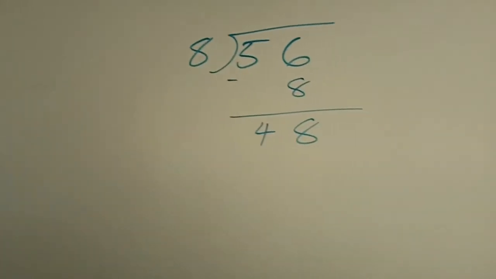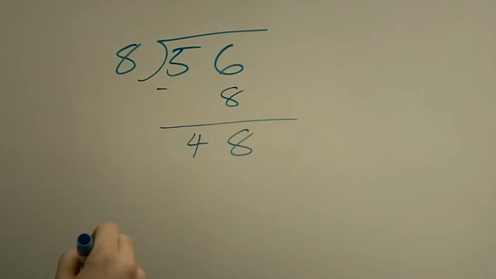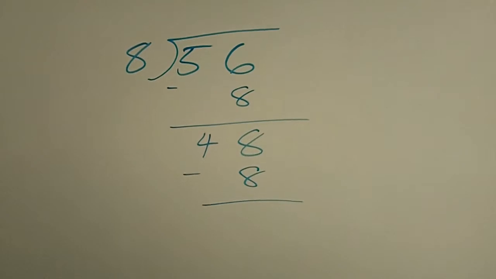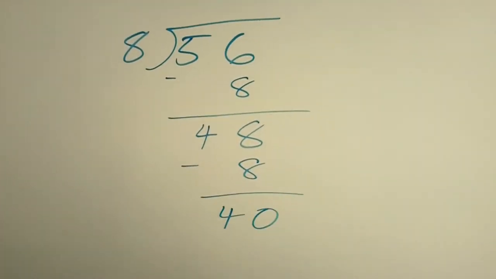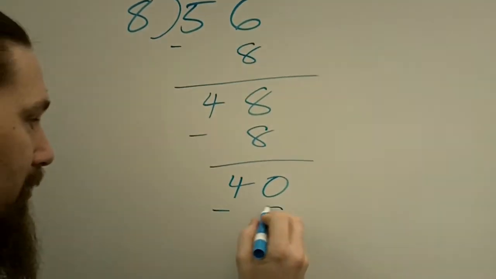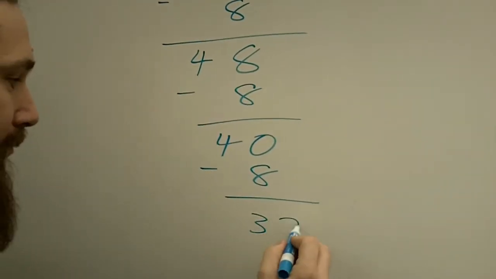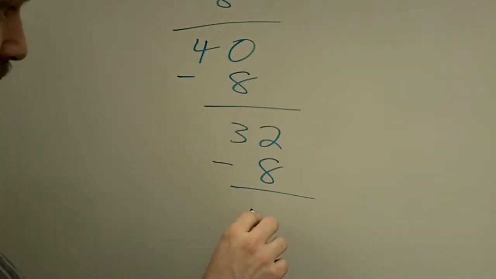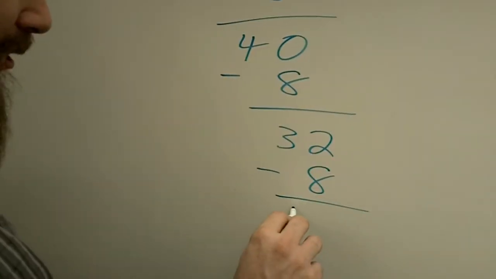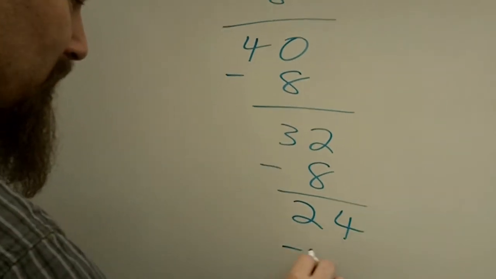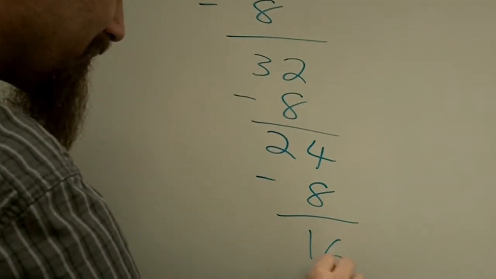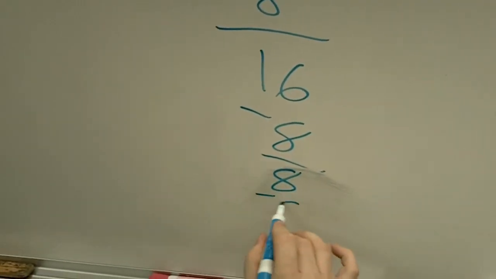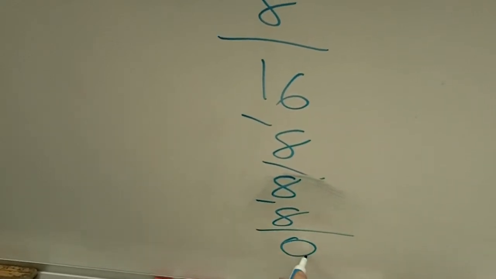48. Well, we're not to 0 yet. We've got to keep going until we get to 0, so we're going to subtract an 8 again. That's 40. Now subtract another 8. 32. Subtract another 8, which is 24. Subtract another 8. 16. Another 8, which is 8. One last 8. So now we're at 0.